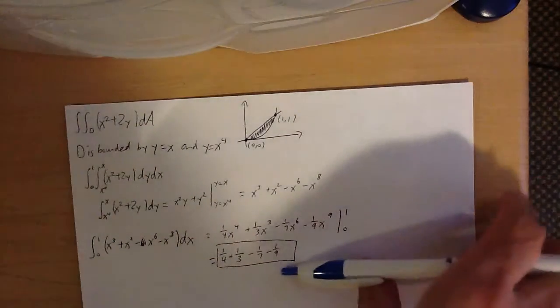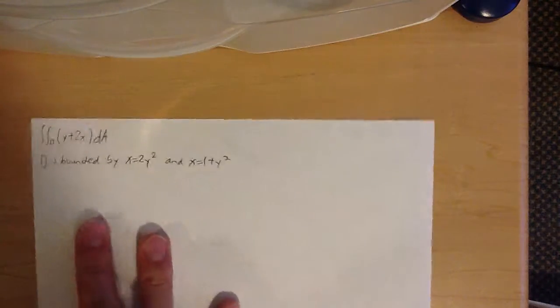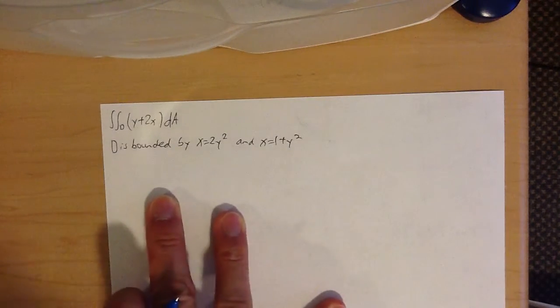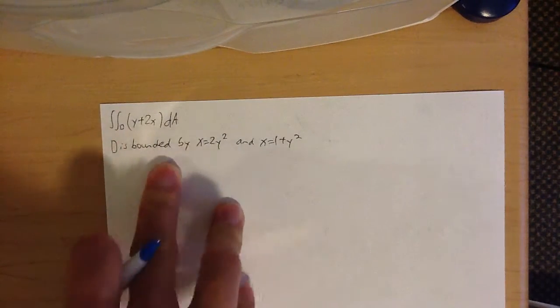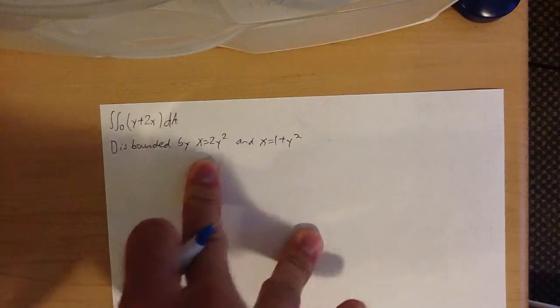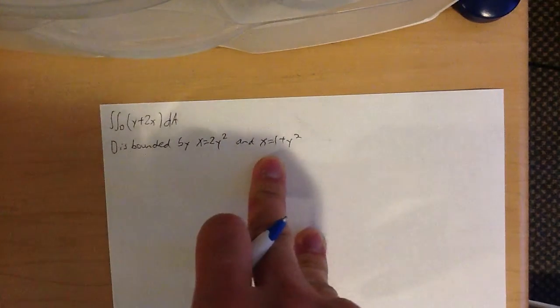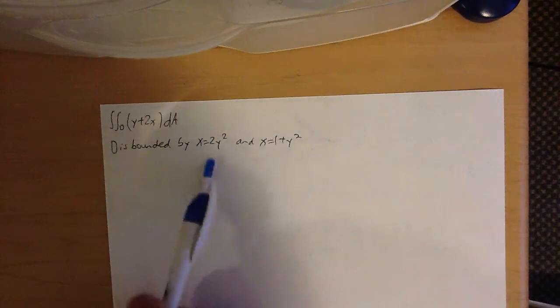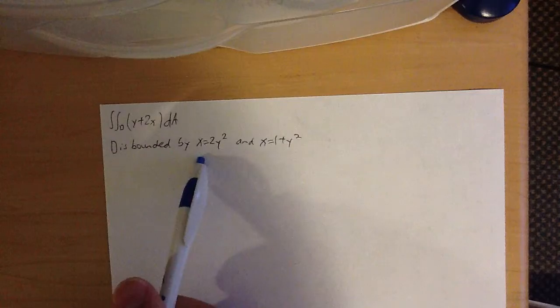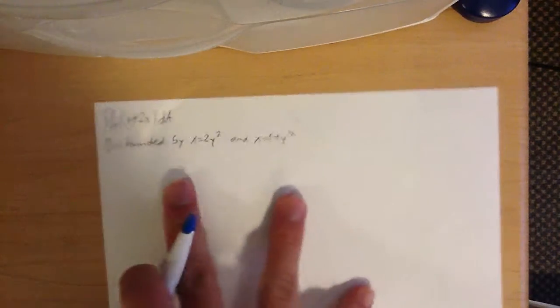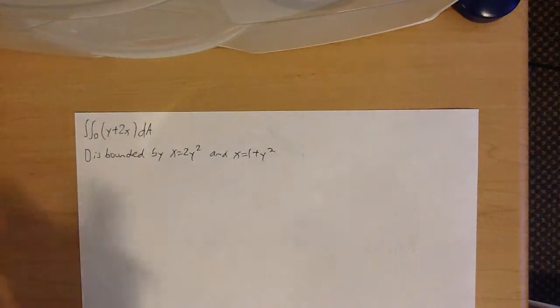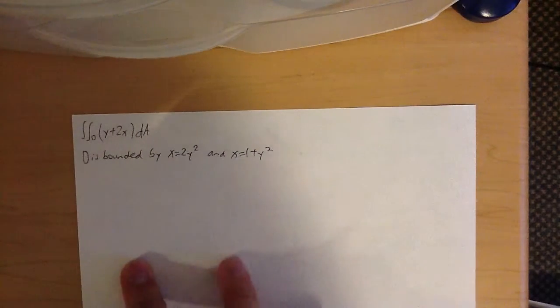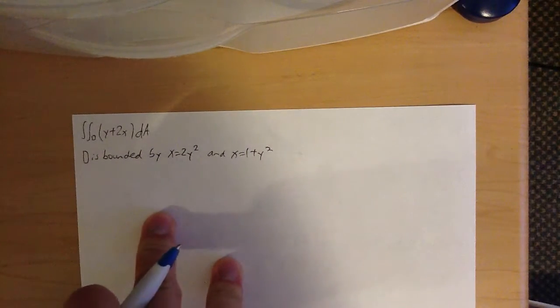Now let me do the other one. So this one is the double integral over the region D of y plus 2x dA, where D is the region bounded by x equals 2y squared and x equals 1 plus y squared. You might freak out and wonder what this is, x equals something with y squared? Well, this is simply still a parabola, but instead of opening up or down, it's opened to the side.